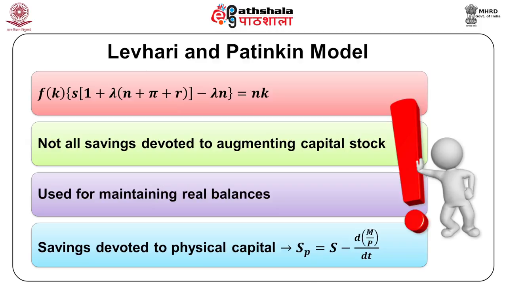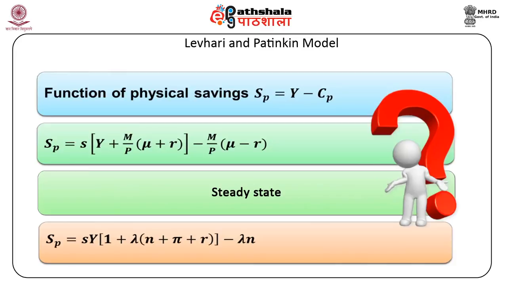The distinguishing feature of a market economy is that not all the savings need to be devoted to augmenting the capital stock. Some of it can also be used for maintaining the real balances. The savings devoted to physical capital are S_P, equal to S minus the derivative of M upon P with respect to T. But this function of physical savings can also be written as S_P is equal to Y minus C_P. Hence, S_P equal to S minus the derivative of M upon P with respect to T can be rewritten as S_P is equal to S multiplied with Y plus M upon P into mu plus r minus M upon P into mu minus r.